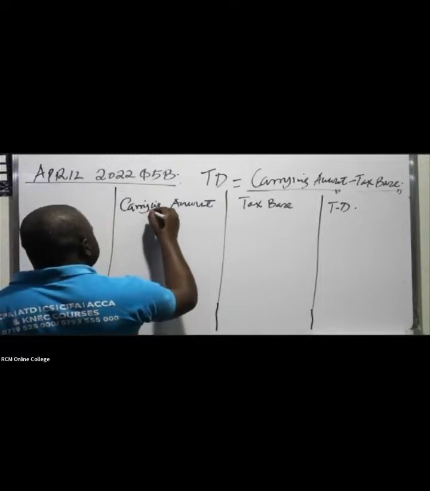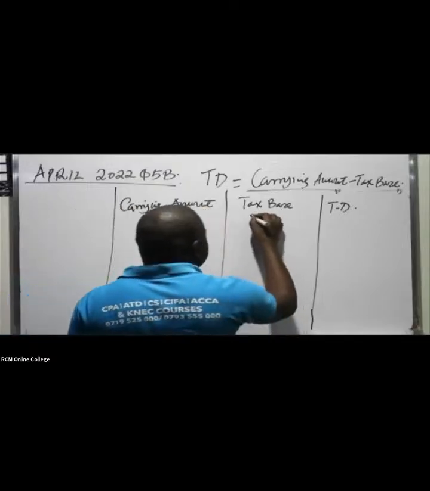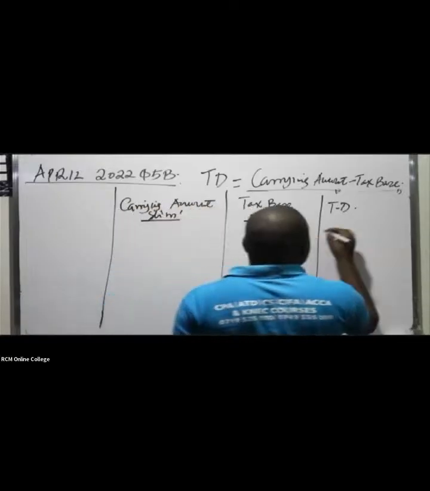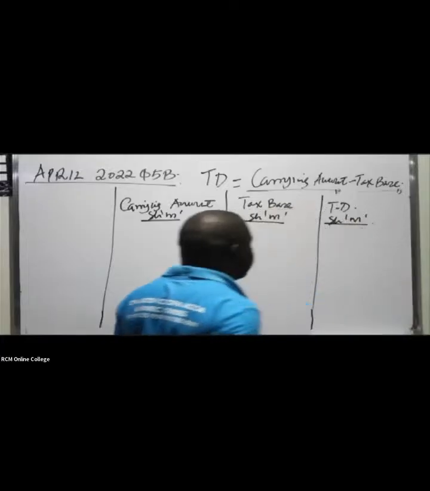You need to write that we are dealing with serious money. We are serious people dealing with serious money. So we are not jokers. We are dealing with millions of money.